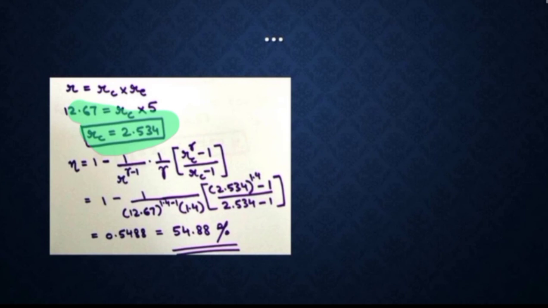So RC we have calculated, R we have calculated. We will put these two things in this particular formula, which is 1 minus 1 upon R raised to power gamma minus 1, into 1 upon gamma, bracket RC raised to power gamma minus 1 upon RC minus 1. The moment we put these things in this formula, the final answer for efficiency is 54.88%. So one thing we have already solved, which is the efficiency.